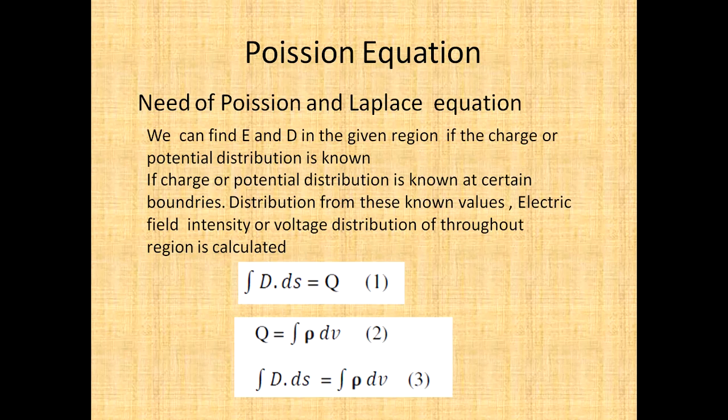Closed integration of D bar dot dS bar is equal to Q. This is the first Gauss law in integral form. If the volume charge density is given, represented by rho, and you integrate rho dV, you get the total charge in that region. So Gauss law can be written as closed integration of D bar dot dS bar is equal to the integral of rho dV. This is the expression where the surface integration can be converted into the volume integration.